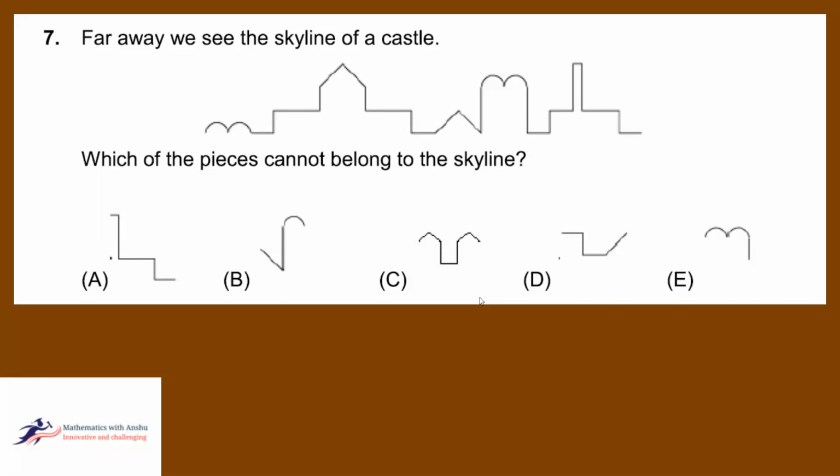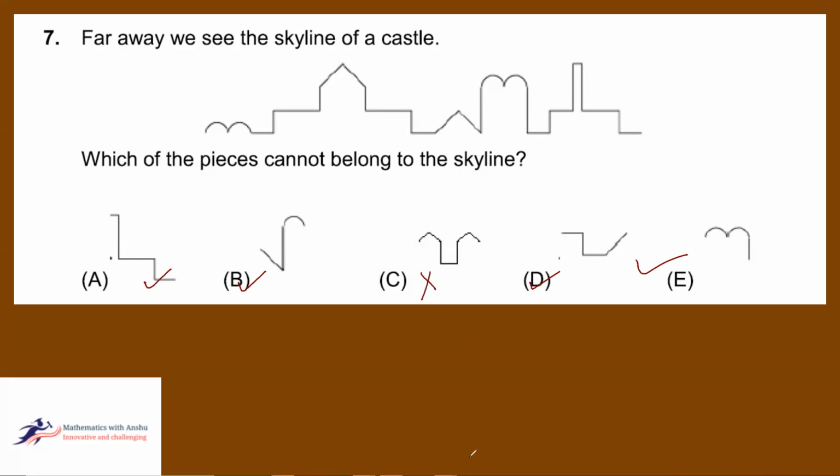Now see this question. Far away we see the skyline of a castle. Which of the faces cannot belong to the skyline? So just you see this one. Just try to locate here. D, okay. Now here, this one you see. So if you see this part, okay, this one you cannot find. So C will be the answer, right?